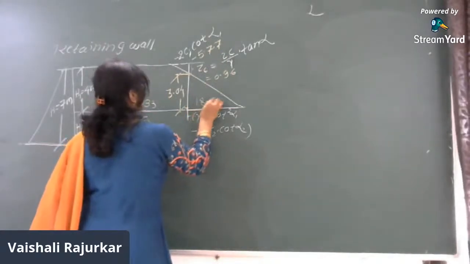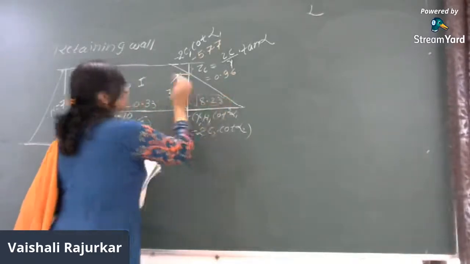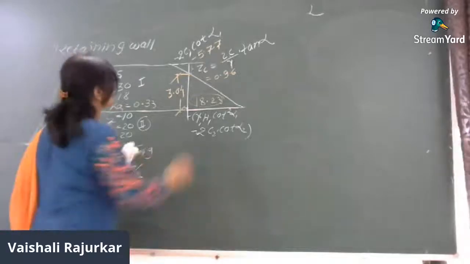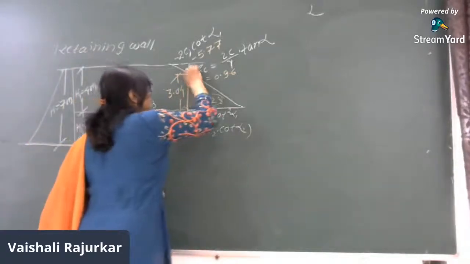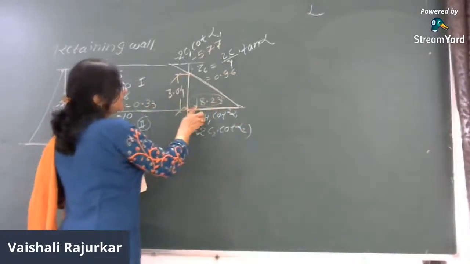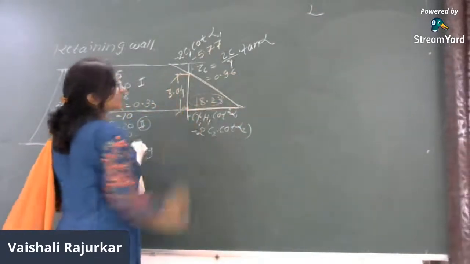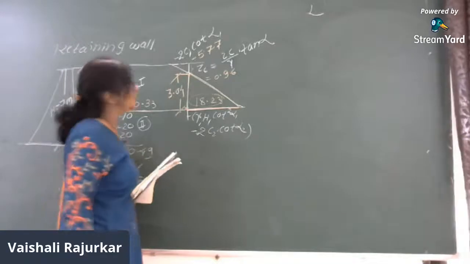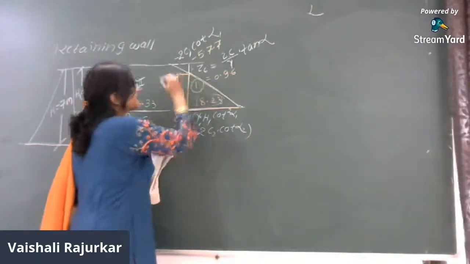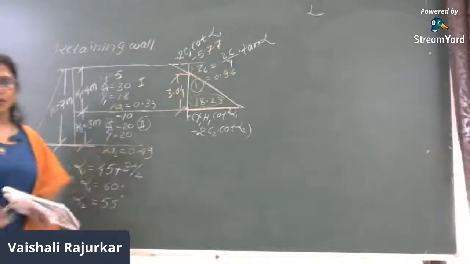So with this, what is the distribution diagram for the first layer? It will be the first diagram at which the base is 18.23 and the height of the triangle is 3.04. This is the area of the positive pressure distribution diagram, and this we will consider as diagram number 1.